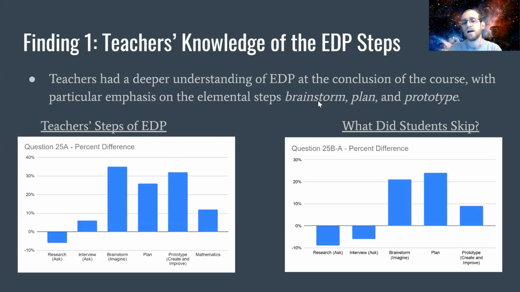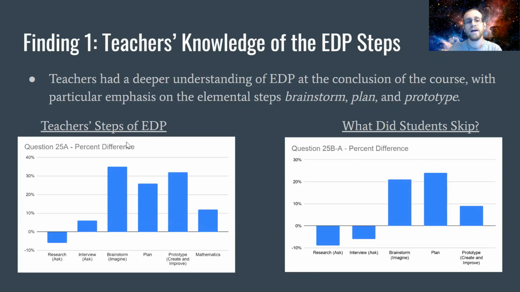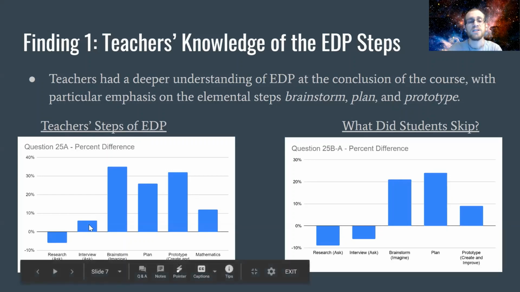So you may remember the original version of the engineering design process that I showed you. So brainstorm, this is our imagine code. Plan is still plan. And prototype is sort of a combination of creating and improving. So you can see these graphs right here. So the first one is talking about that first question. When we gave you the scenario and we said, so what steps would you take to solve the problem? So you can see this is just a percent difference from beginning to end. So below this line right here, this means that there was a decrease. So less people said research at the end than at the beginning.